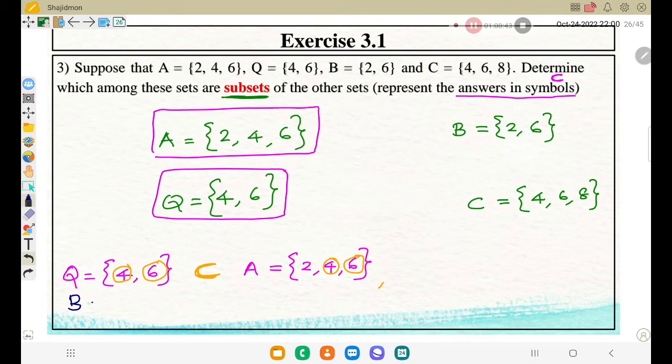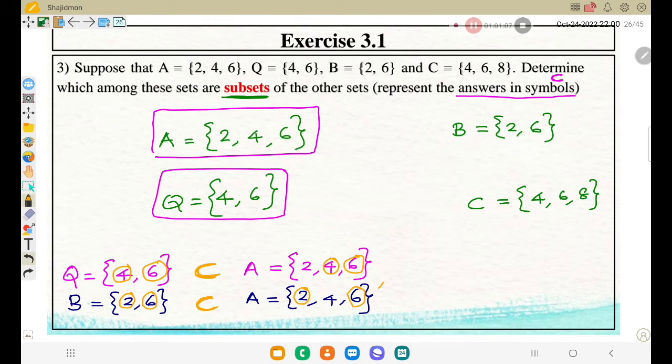B means what is the set? {2, 6}, correct? What is A? {2, 4, 6}, correct? Is it a subset or not? We can check it, correct? Here 2 is already here, 6 also here, correct? So it is a subset. B is a subset of A. That is the second answer.